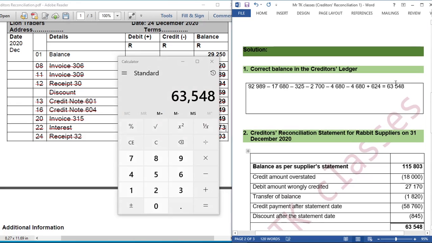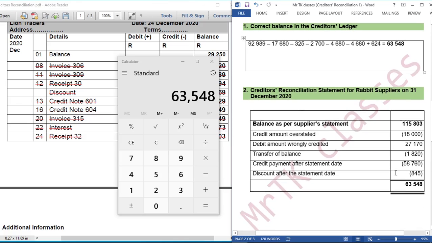Is it the balance that we have here? Yes. Now you see that we have 63,548 as our creditors ledger balance, and we also have it here, which means that we have performed our creditors reconciliation.